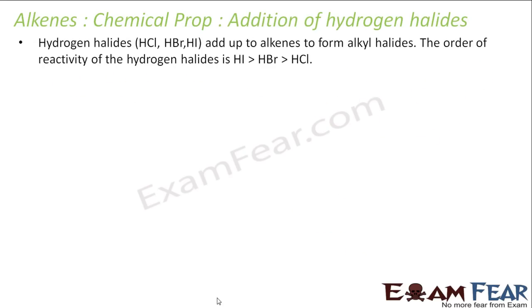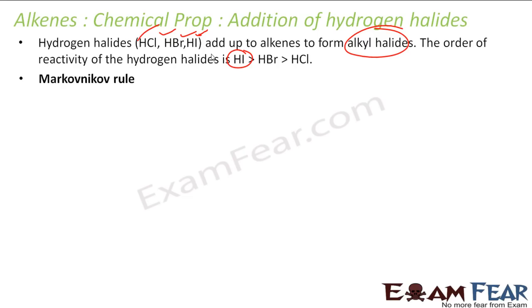Now let's see the addition of hydrogen halides. You can use HCl, HBr, HI; you can add any of these. You form alkyl halides. In the last example, it was forming vicinal halides. Now it will form alkyl halides. The order of reactivity is HI has the maximum, then HBr, then HCl. Correct? So if you see, this follows the Markovnikov rule, and the bromine gets added here.